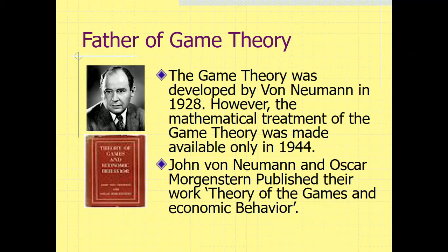Before we actually begin, I would like to tell you that game theory was developed in the 20th century. However, the mathematical treatment of game theory was made available only in 1944 when John von Neumann and Oskar Morgenstern published their work Theory of Games and Economic Behavior. Von Neumann's approach to solving game theory problems was based on the minimax principle, that is, he utilized the data of minimization of the maximum losses. Most of the competitive problems can be handled by this principle.